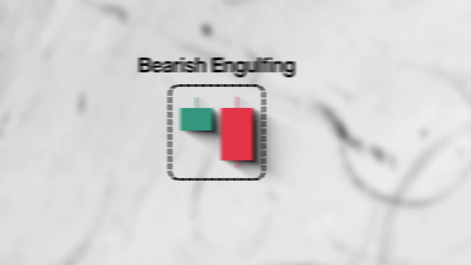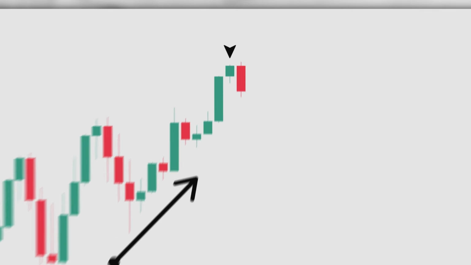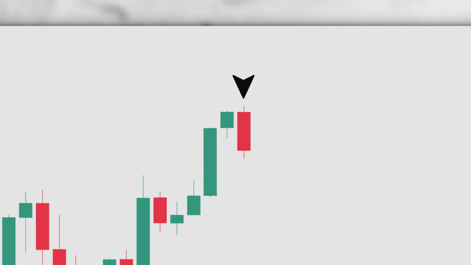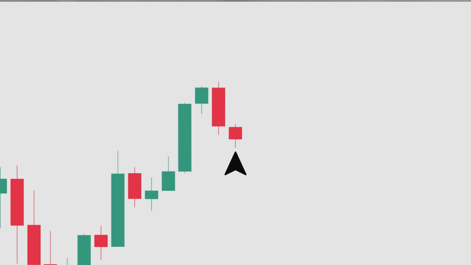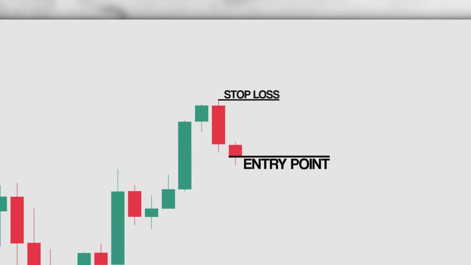The mirror version of this setup is the bearish engulfing pattern. Here we see an uptrend followed by a bullish candle, and then a bearish candle that completely engulfs it. We wait for confirmation in the form of the next bearish candle. The close of that candle becomes our entry point for a short position, and the high of the engulfing pattern is used as the stop loss level.